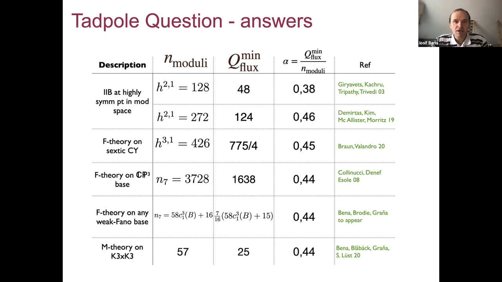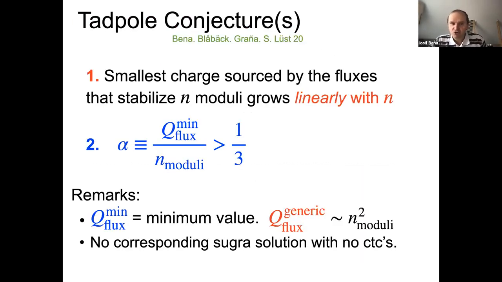So as a result, we came up with the Tadpole conjectures. First of all, the first Tadpole conjecture is that the smallest charge sourced by the fluxes that stabilize n moduli grows linearly with n. And the second conjecture is that the proportionality constant alpha is bigger than one third. We put one third because it looks like a reasonable number given all the previous data. What I want to remark is that this Q min is not the generic value. It's not the typical value. The generic value when you have fluxes is going to go like n squared, the number of moduli squared. If you just put generic fluxes to stabilize the moduli, this is going to go like n squared. This Q min is the minimal value.